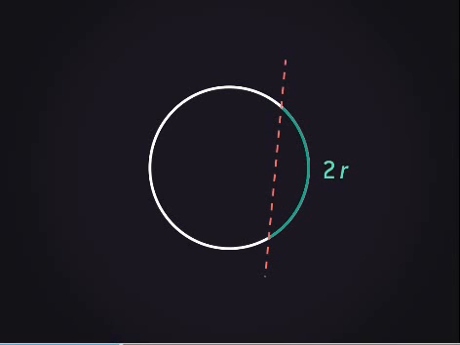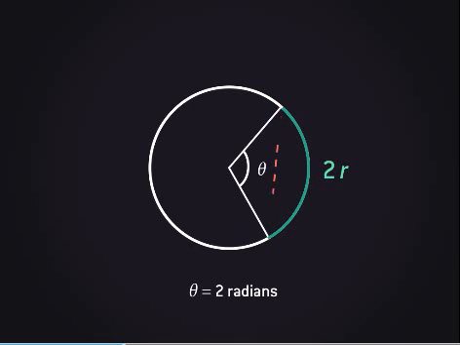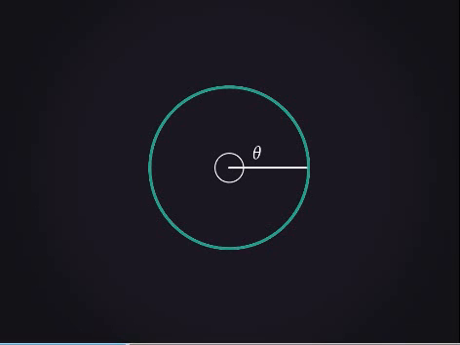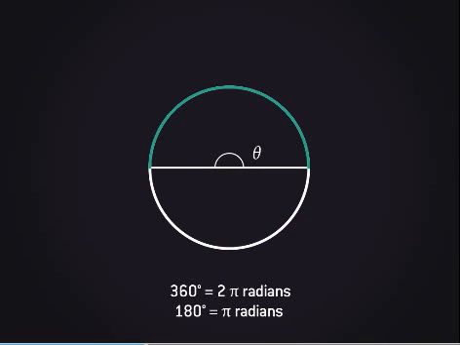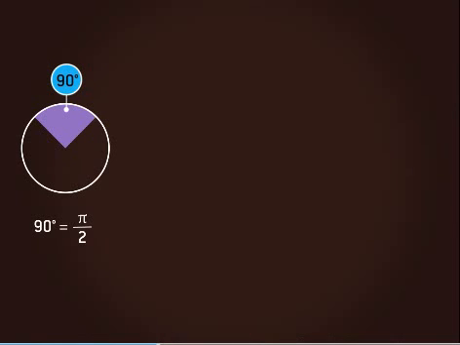An angle of 2 radians subtends an arc of length 2r. There are 2 pi radians in a whole circle because the circumference is 2 pi r. So an angle of 360 degrees is 2 pi radians. Halving this, 180 degrees, is pi radians. Halving this again, an angle of 90 degrees, is the same as pi divided by 2 radians.